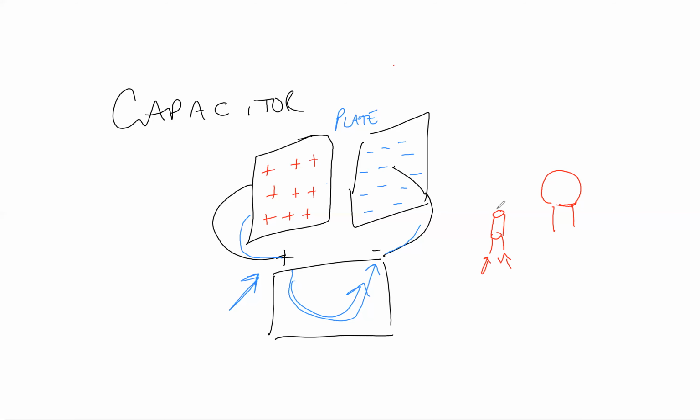Okay, so remember that the net charge here of this capacitor is 0, right? Because it's got an equal amount of positive and negative on each plate, right? So the net charge of the whole system is neutral, okay?